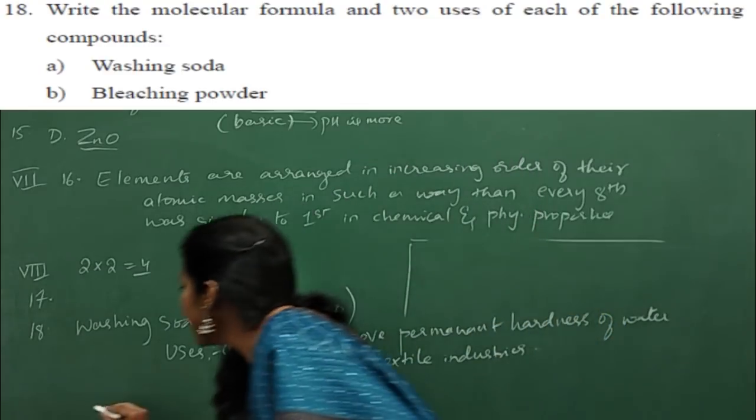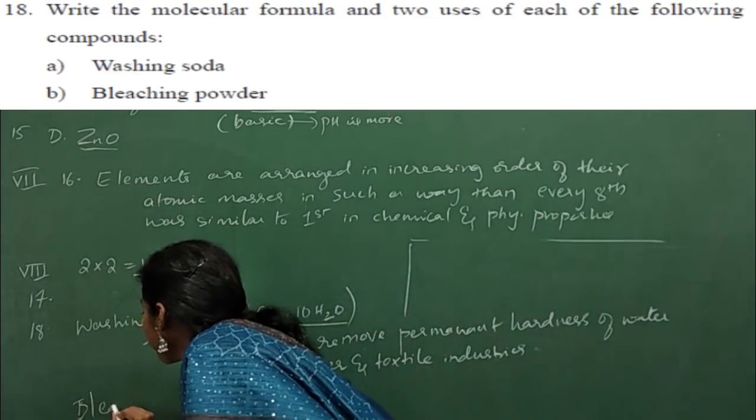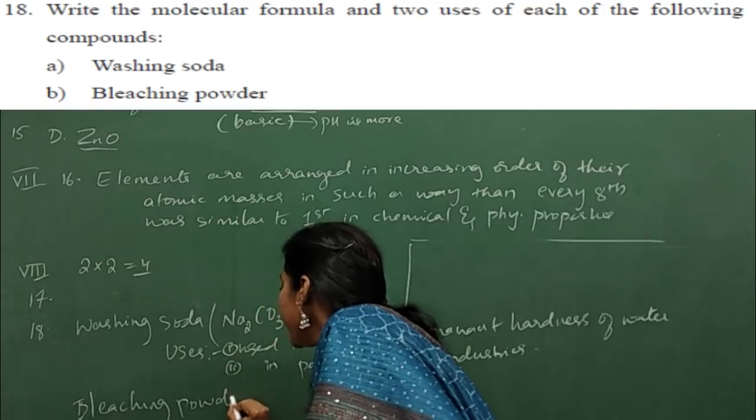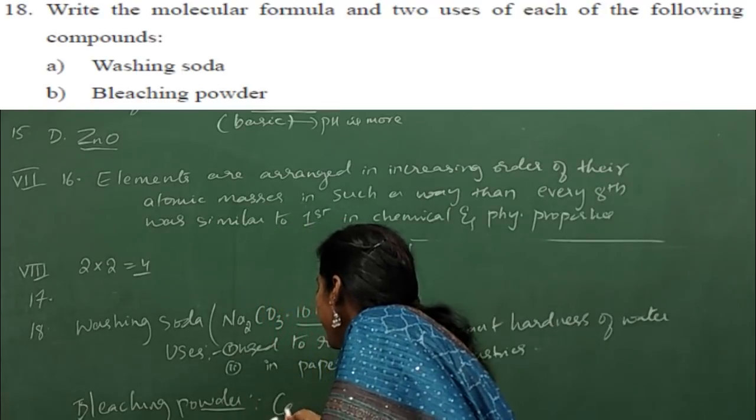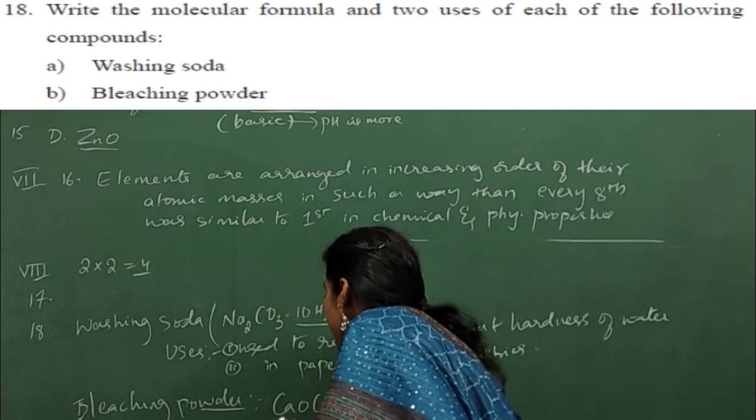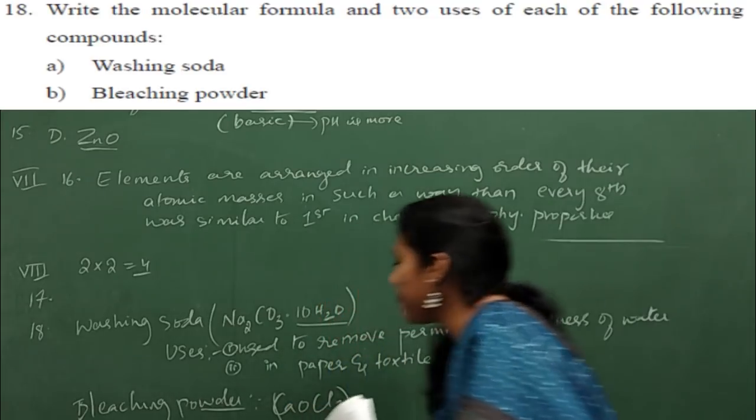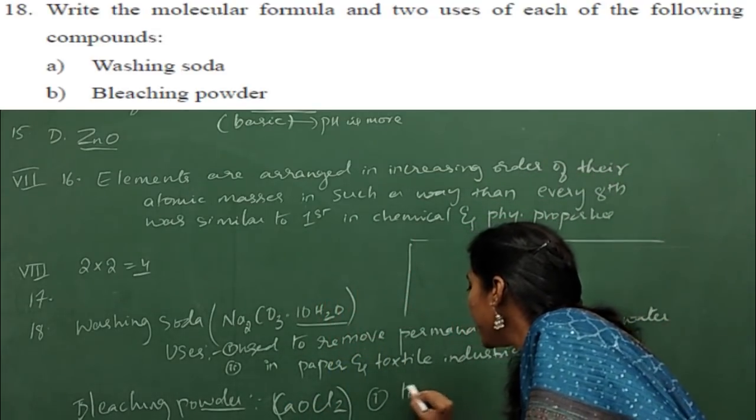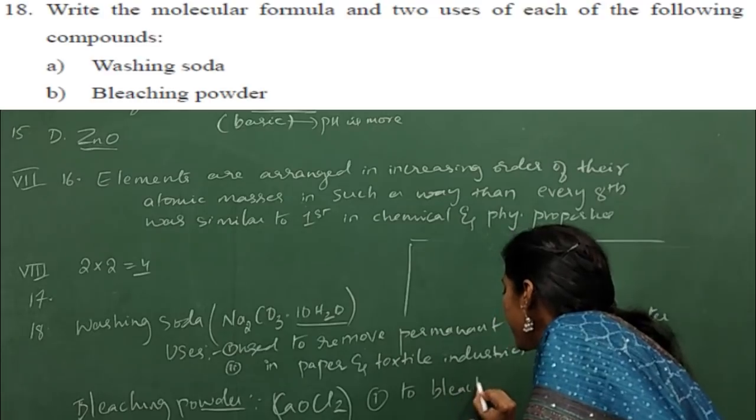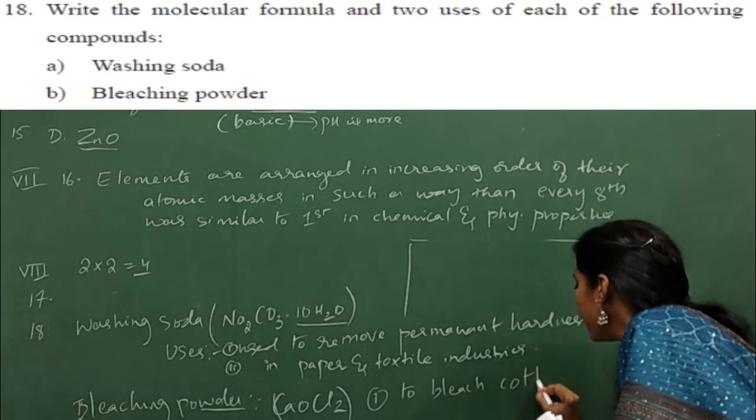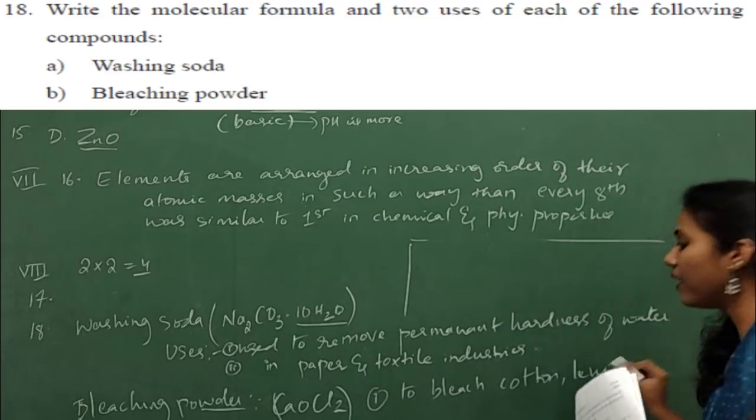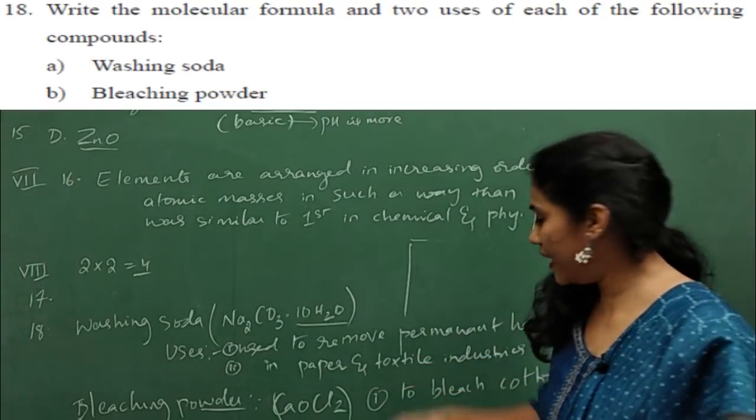And the next one is bleaching powder. What do you mean by bleaching powder here? It's very important. CaOCl2 is called bleaching powder. And its uses. The first use is to bleach cotton, linen, right? So other cloths you can bleach with this.